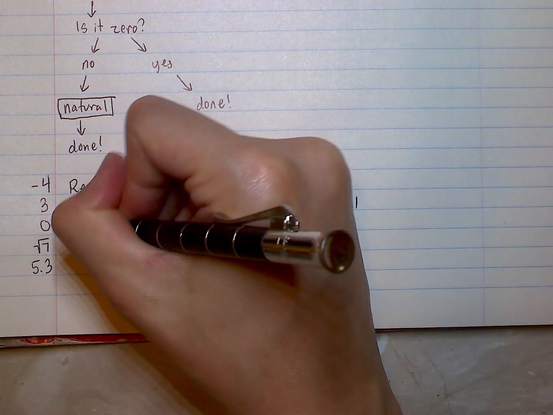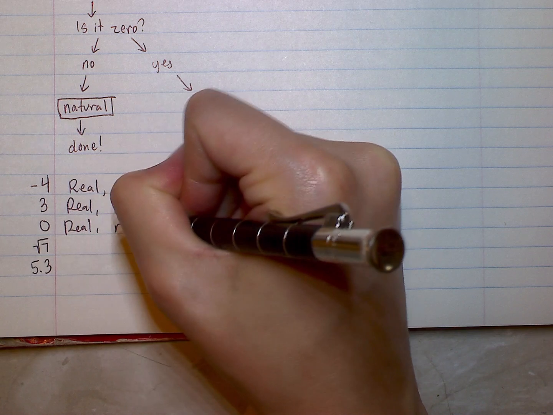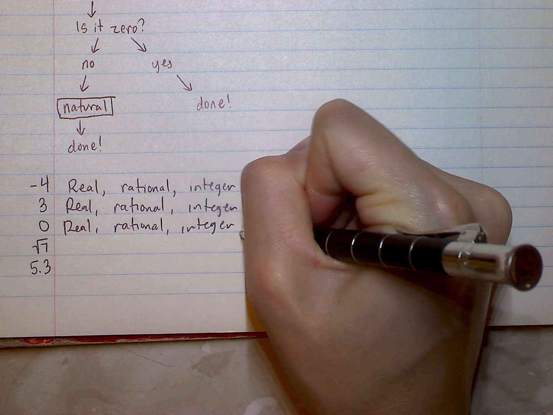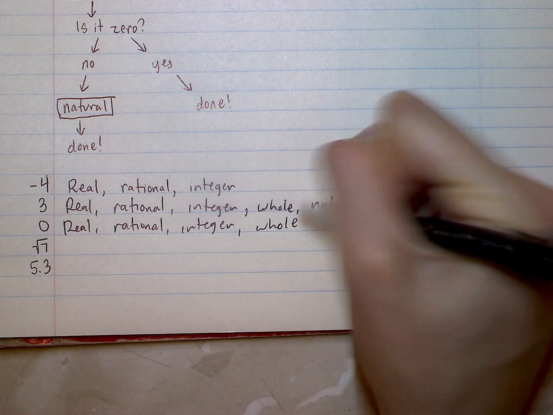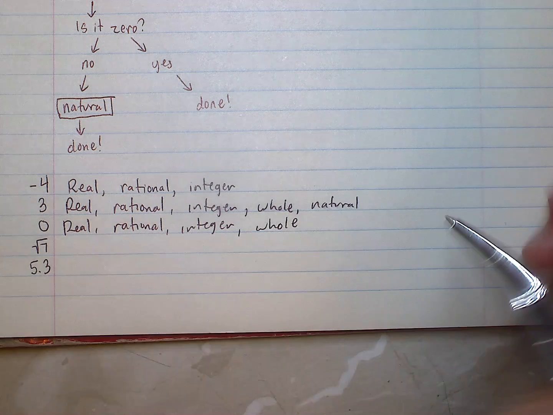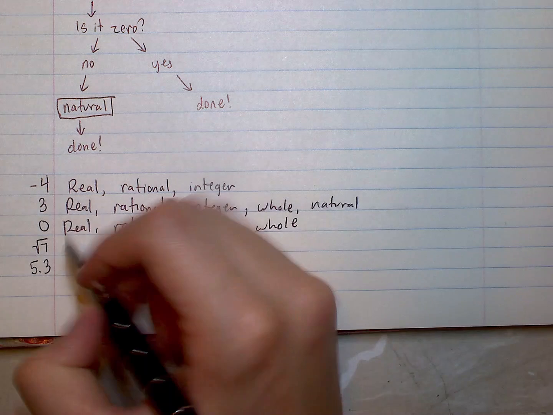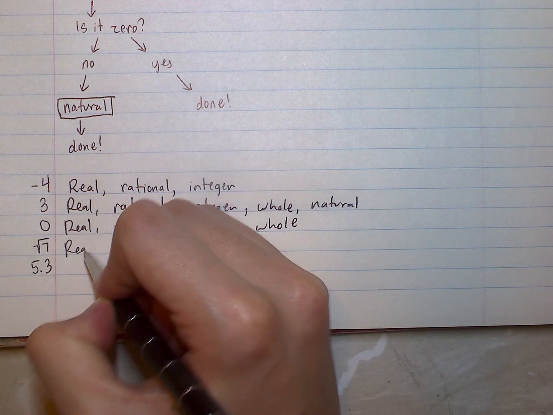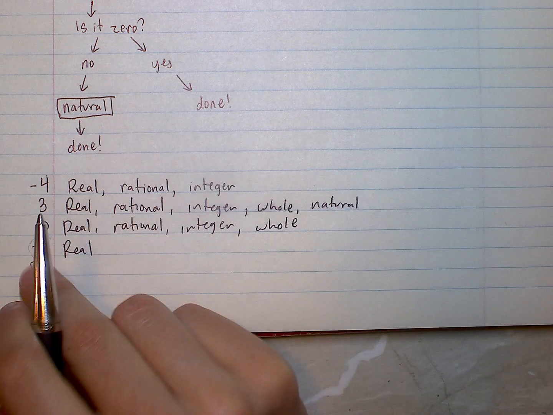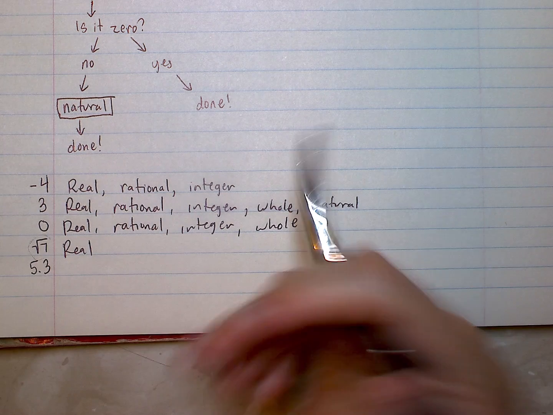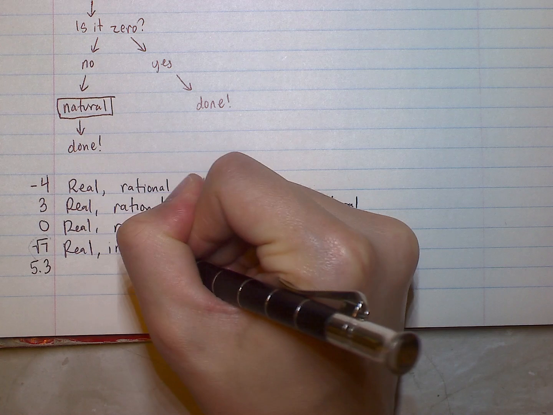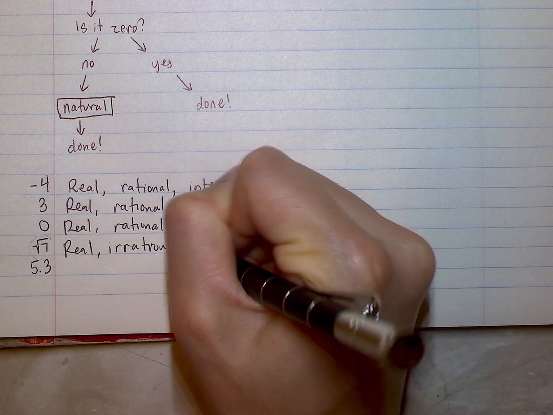For 0, start at real. It's also rational. It's also an integer. It's also whole, but when I ask, is it 0? The answer is yes, and it is not a natural number. Square root of 7. It's definitely real. But this square root of 7, it's not a whole number, and so we know that square roots, when they're not a whole number, become that non-ending, non-repeating decimal, and that's an irrational number.